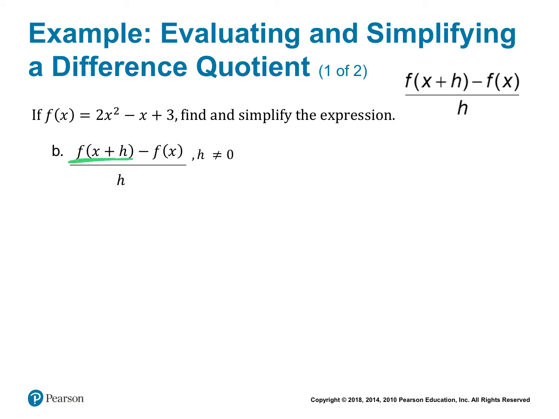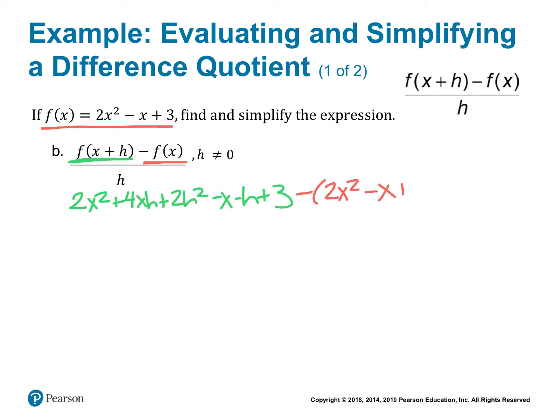Okay, so here's that piece that we just said. So I'm going to recopy what I had. I had 2x squared plus 4xh plus 2h squared minus x minus h plus 3. Then minus f of x. So that's just our original. So I'm going to minus that whole original equation, and it's going to be all over the letter h on the bottom. So I'm going to put an h under this whole thing.